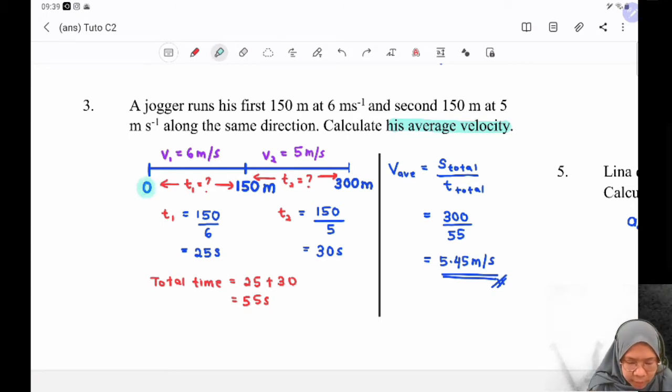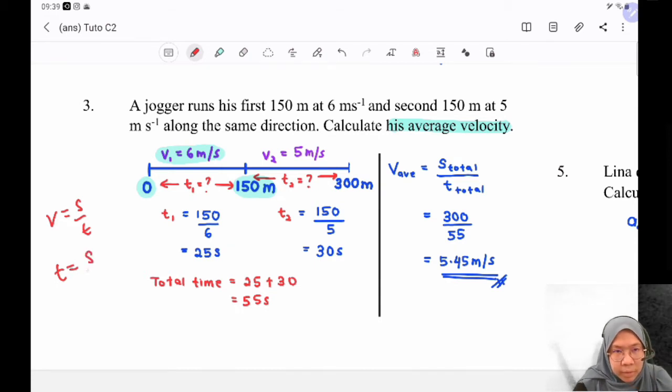Okay, so we look at from 0 to 150 meter. Dia punya speed adalah 6 meter per second. So kita nak cari time kat situ, kita boleh pakai formula, iaitu V equals to S over T. And this time kita nak cari T. So T equals to S over V. So we can find the time 1, iaitu 150 bahagi dengan 6. So kita akan dapat 25 second.